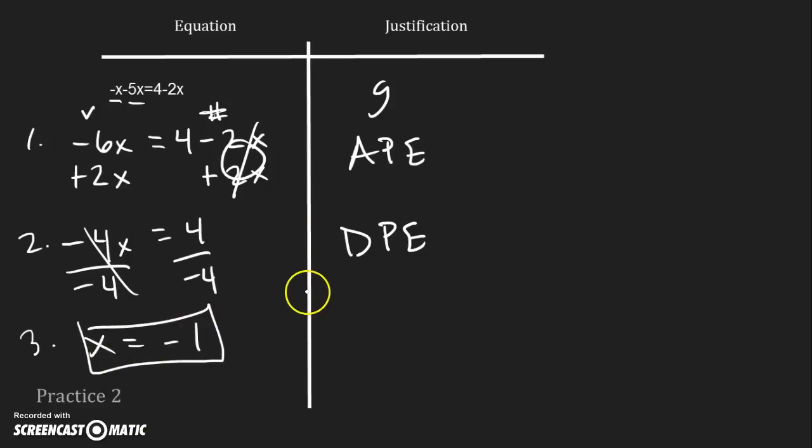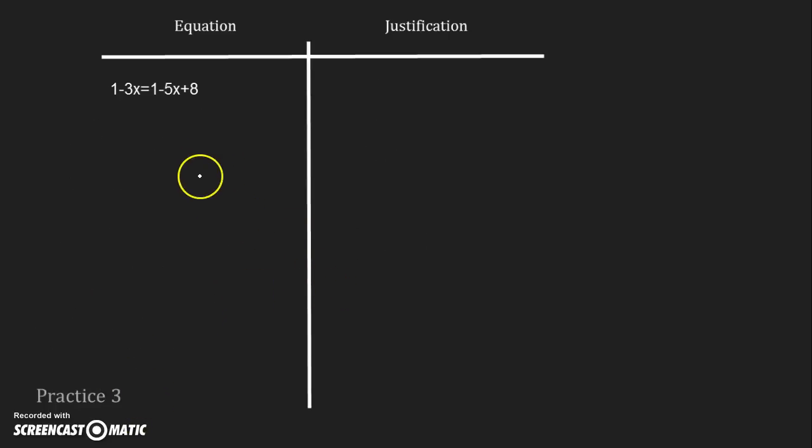So you can see that the hardest part is eliminating the x term on one side. This is the last example for today.